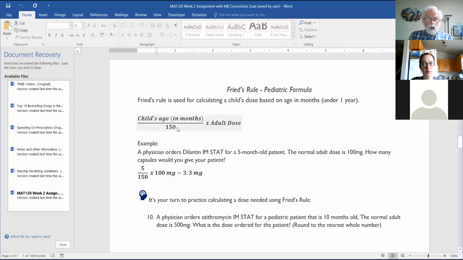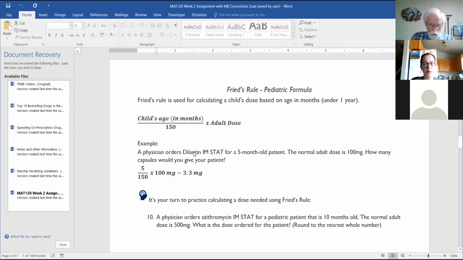And we divide that by 150 months. Well, why 150 months? Well, 150 months is 12 and a half years. Okay. So again, if we go back to Young's rule, we added 12 because we were looking at 12 being a time when they're closing in on their adult size.